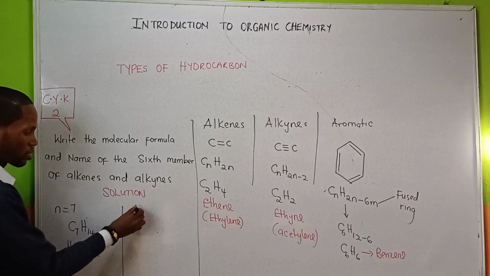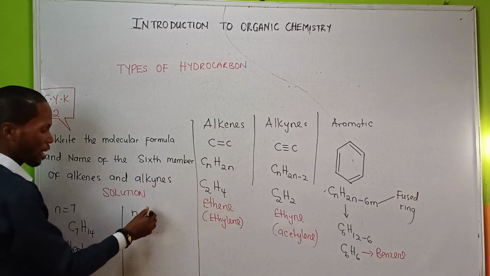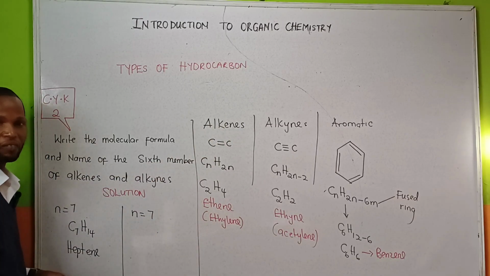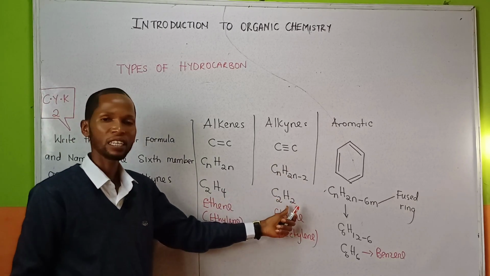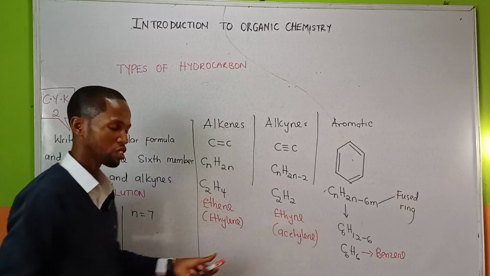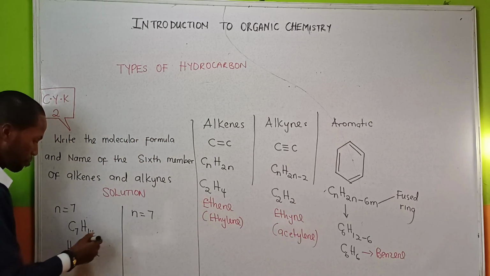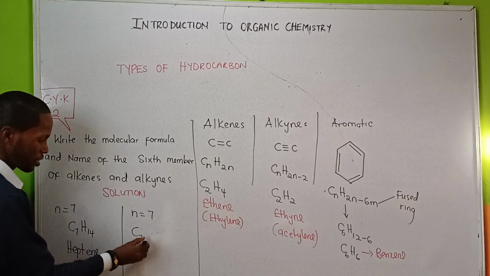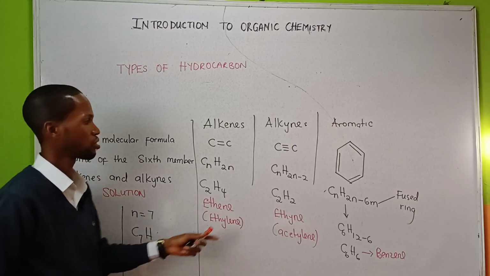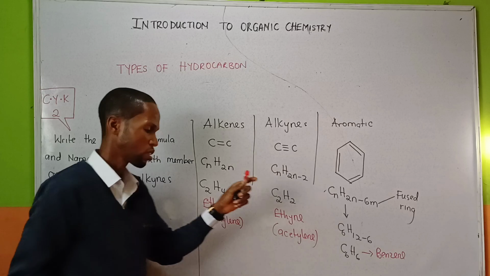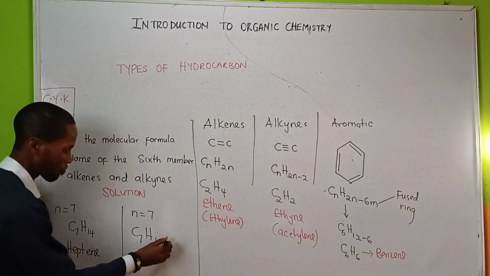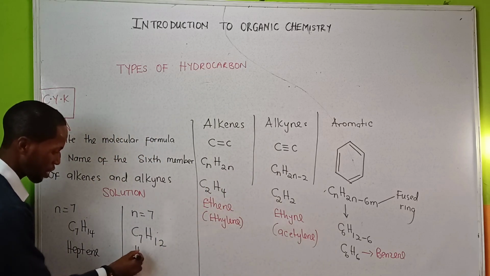While for the next one, the alkyne, n equals what? 7 as well, not 6. You know I told you the first member for the alkyne is C2H2, so take good note of that. So we have C7H, 2 times 7, that's 14, minus 2, that's 12. This is heptyne.